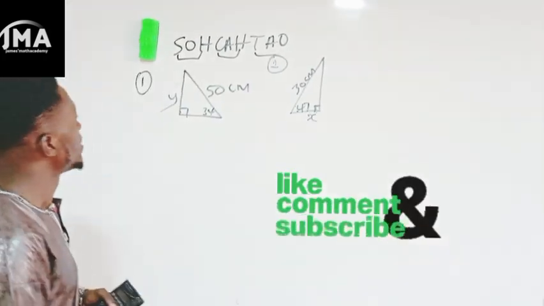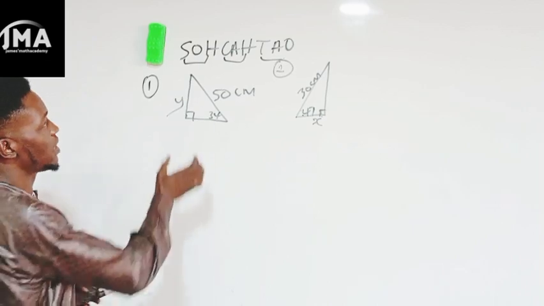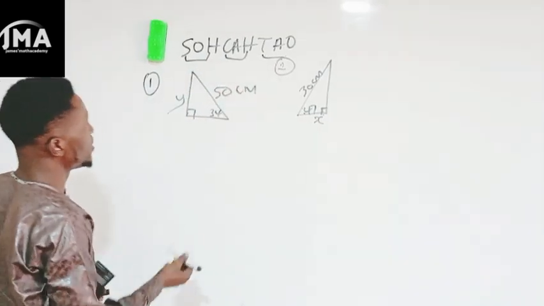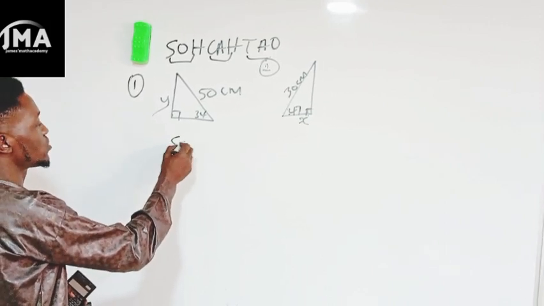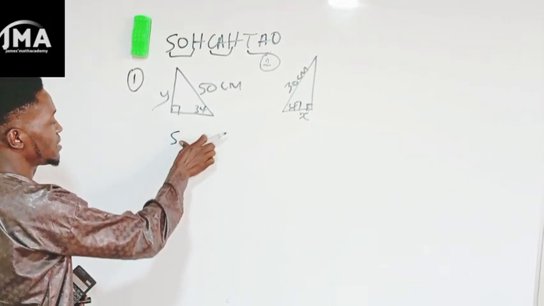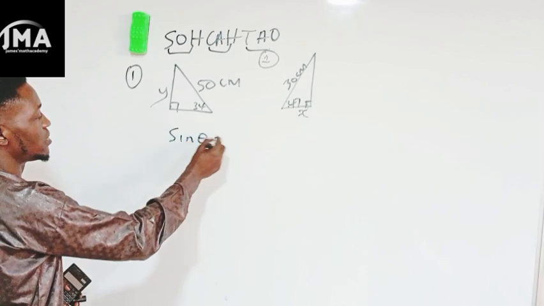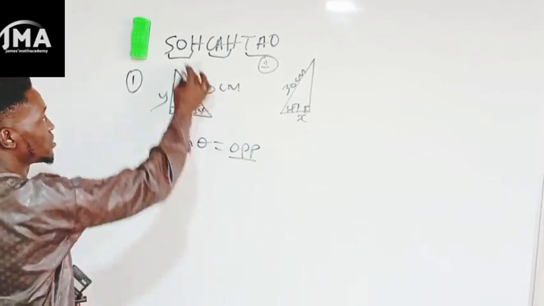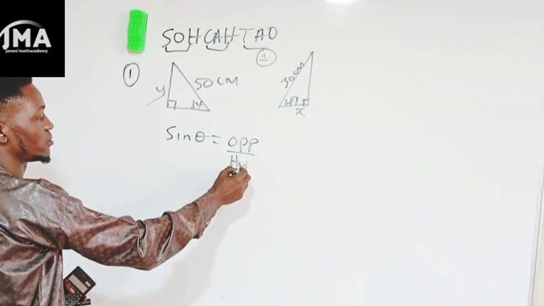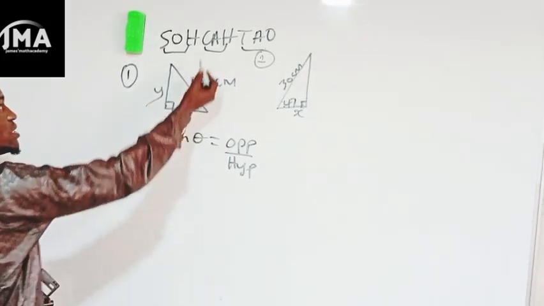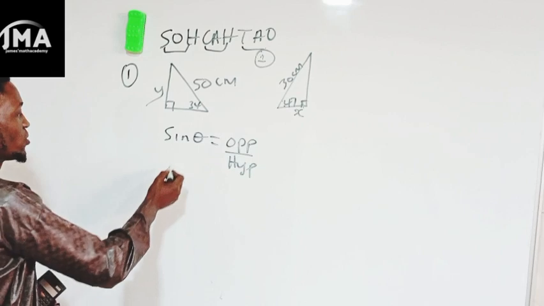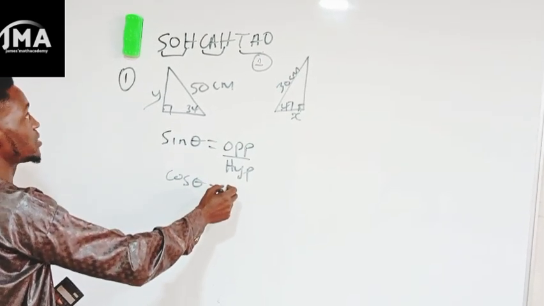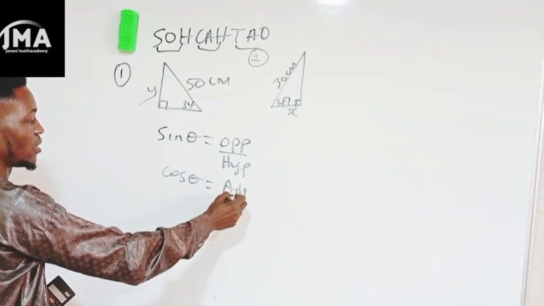Let's start. If you notice, I've divided it into three. So when you have something like this, it's going to be written as SOH, CAH, TOA. Sine theta is equal to what? Opposite over hypotenuse. Then this is cos, and cos theta is equal to what? Adjacent over hypotenuse.